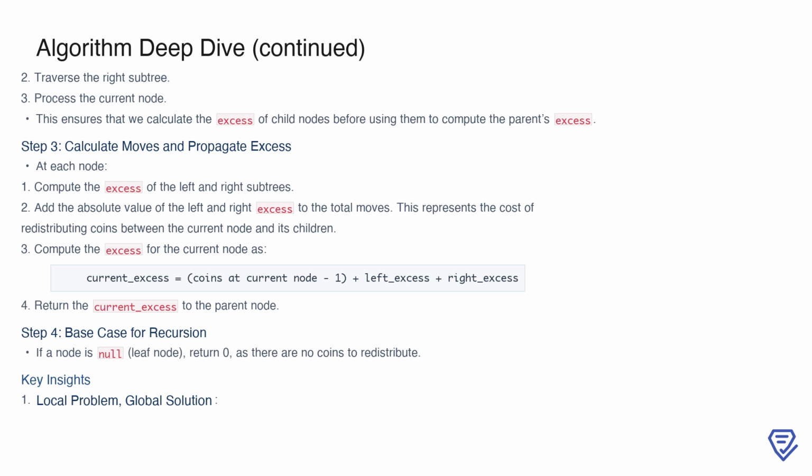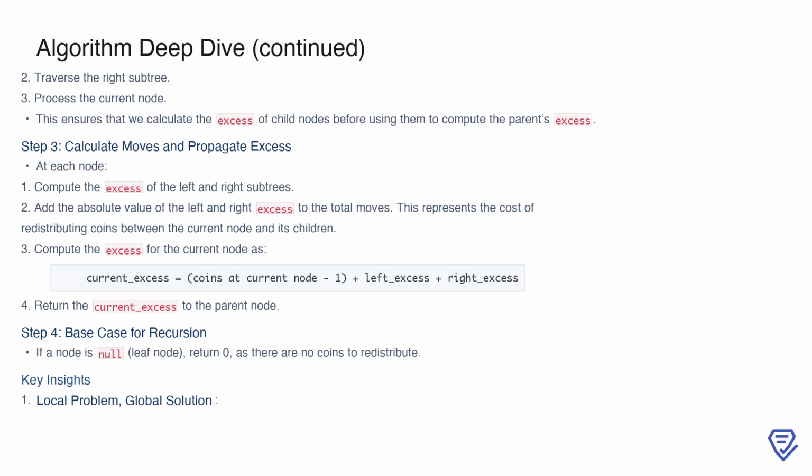Post-order traversal is central to our algorithm because it allows us to address the child nodes before considering the parent. The traversal proceeds by first visiting the left subtree, then the right subtree, and finally processing the current node. At each node, we calculate the excess of both the left and right subtrees. These excess values represent how many coins are needed or can be given by the children. The total number of moves required at the current node is the sum of the absolute values of these excesses, as each unit of excess represents a coin transfer.